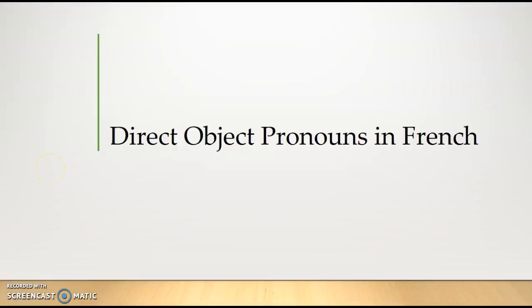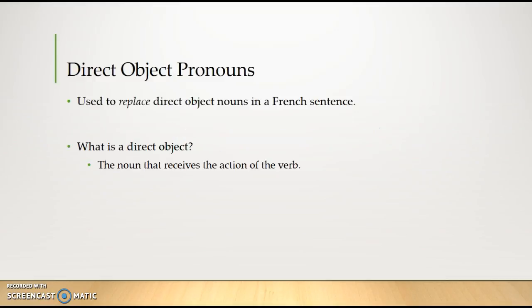Bonjour, we're going to do a quick lesson today on direct object pronouns in French. First of all, let's talk about what they are. Direct object pronouns are used to replace direct object nouns in a French sentence. So you might be asking, what is a direct object? The direct object is basically the noun that receives the action of the verb. So let's look at what this means.